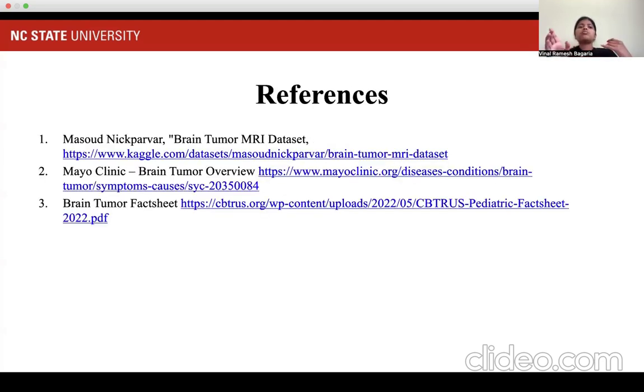References. We referred to this dataset from Kaggle, and we also went through some references online, like the brain tumor overview and brain tumor fact sheet, in order to understand which are the most important factors that we need to consider in order to train our model.